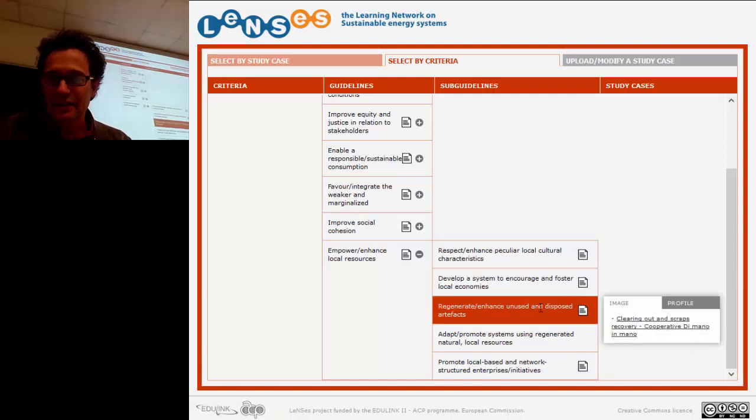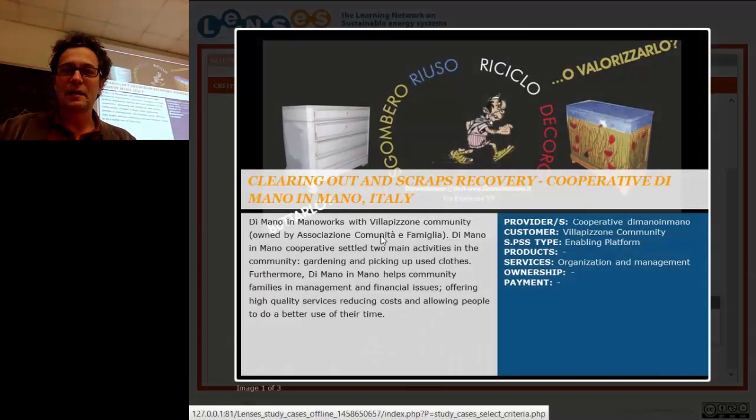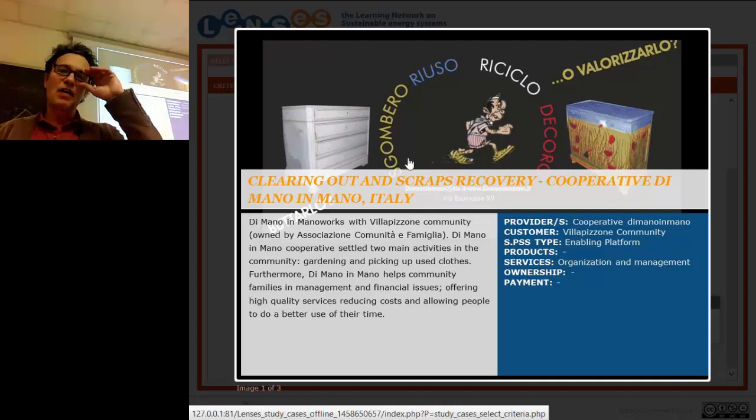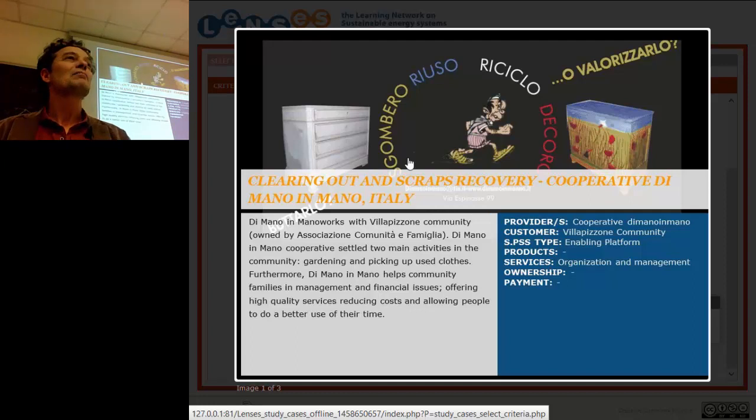Solidarity purchasing groups, I already told something about it. Regenerate, enhance, use and dispose of artifacts. This is a cooperative that is made out of persons, some of whom are coming out of jail, prison. If you want to move out from your house, they take away all the furniture, and they transfer this furniture to the new house where you are living, or if you are not interested anymore, they take it to a shop where they resell it, and they are doing this at a very low price, but you help those people to be reintegrated into society.